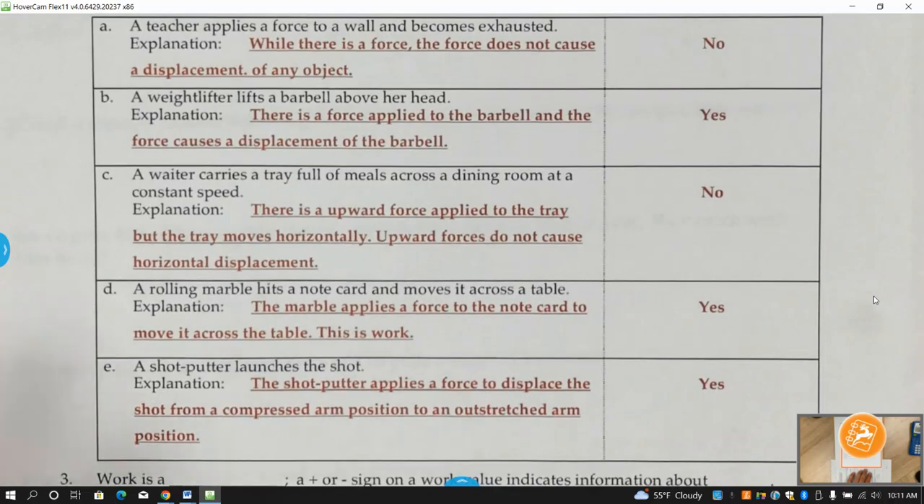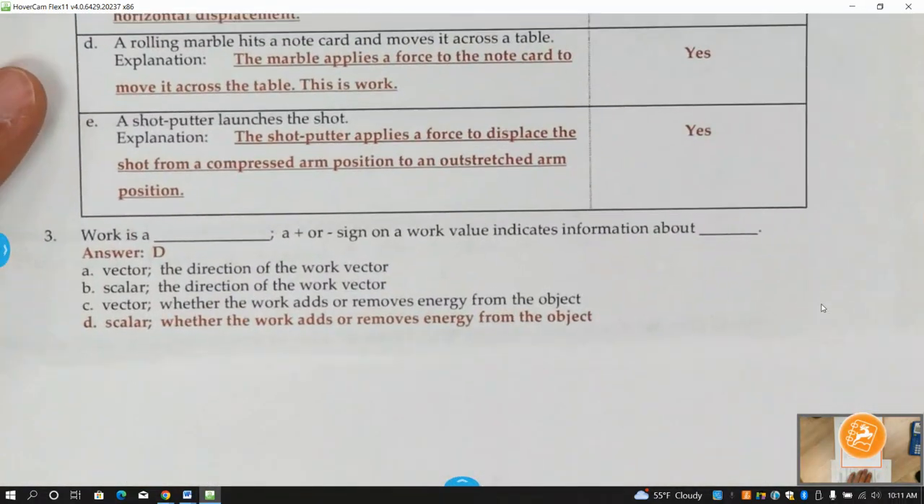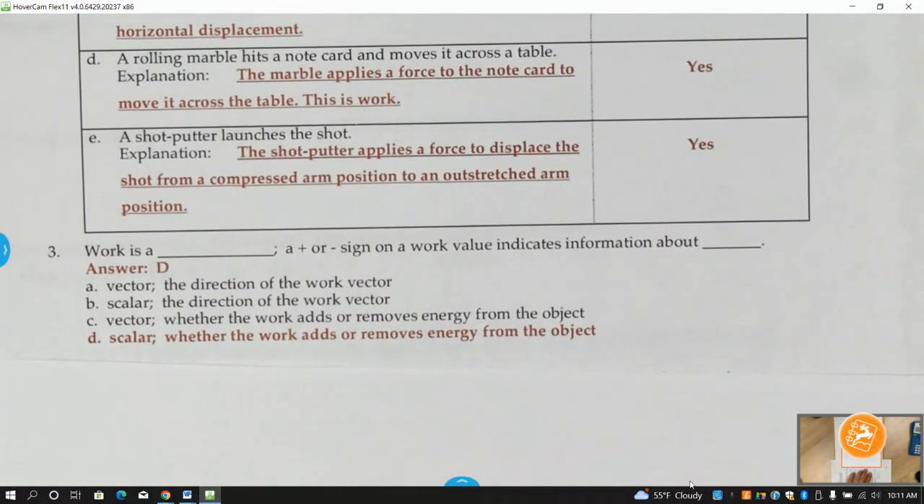Okay, so work for letter three. Letter three, number D. All right. Work is a scalar quantity, and a positive or negative sign on a work value indicates information about whether or not work is going to add or remove energy from that object.